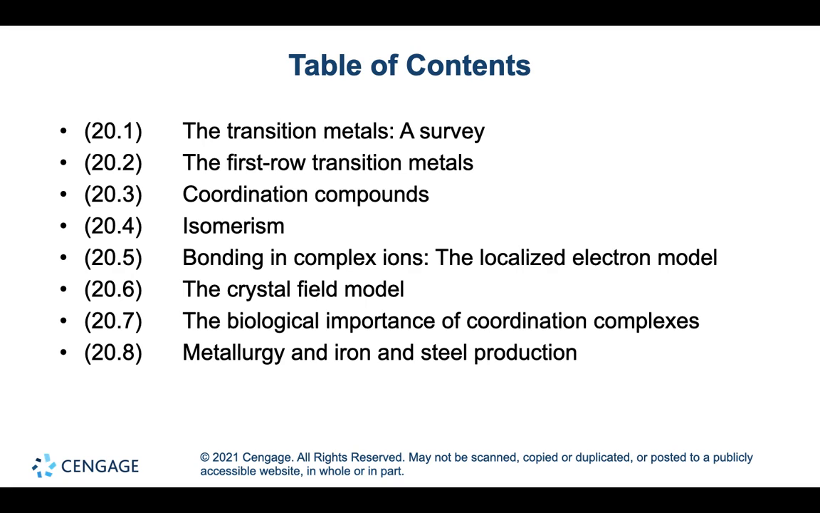Then we'll look at how the bonding in complex ions can be explained with the localized electron model, and then we'll look at the crystal field model, which does a little better job of explaining the bonding in complex ions, and especially justifying the colors that we see in complex ions. And then we'll look at some examples of coordination complexes in biology, and then look at how metallurgy, iron, and steel production are important aspects of the chemistry of metals.